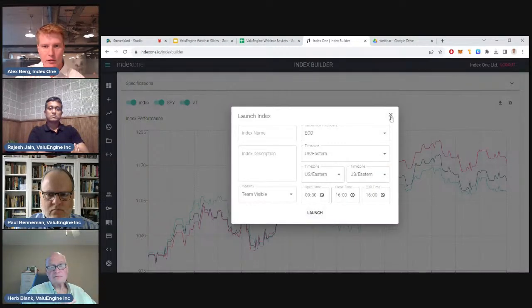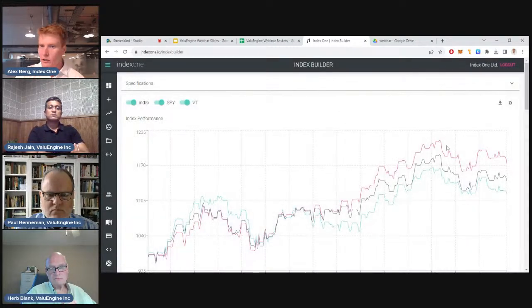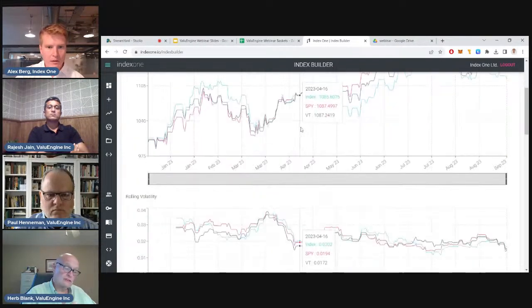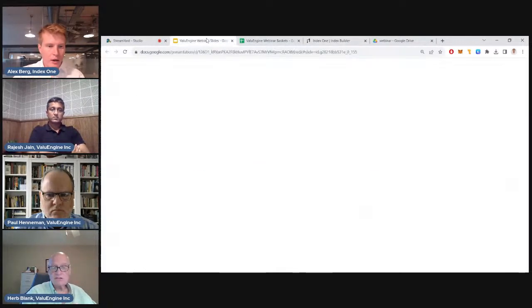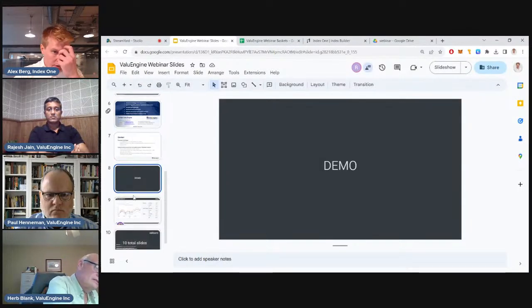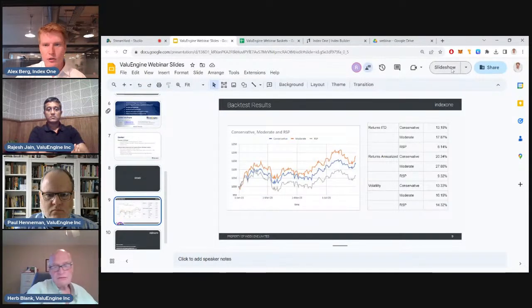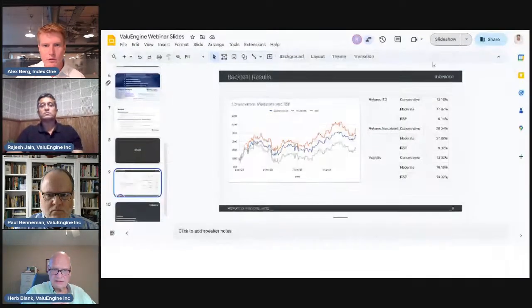Another thing we can do is turn this into a live strategy, so start live calculation from today onwards. That's more relevant for a later webinar. But this is pretty much the process we've gone through with ValueEngine. As our next talking point, I'm going to hand it over to Herb to talk about the results from this strategy they've built. So over to you, Herb.